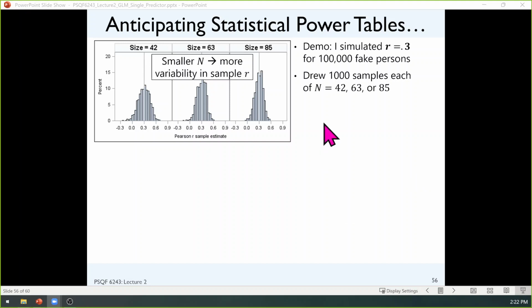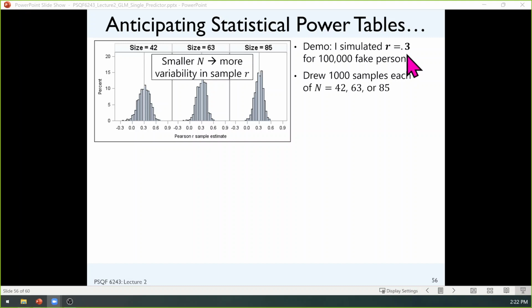So, okay, back to power. Let's say that I'm playing God here. I'm creating fake people where I know the truth. That way I can use this as a demonstration. We never know what the population is unless you make up data, but I'm going to make up data. So I simulated 100,000 fake people for 2 variables in which the true relationship between the 2 variables corresponds to a correlation of 0.3 as my effect size.